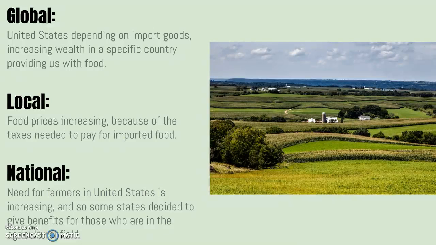The scale. Globally, the United States depending on imported goods can cause a country to be more wealthy because we're paying them for food. Local. Food prices increase in a specific state because the government has to pay taxes for imported food.